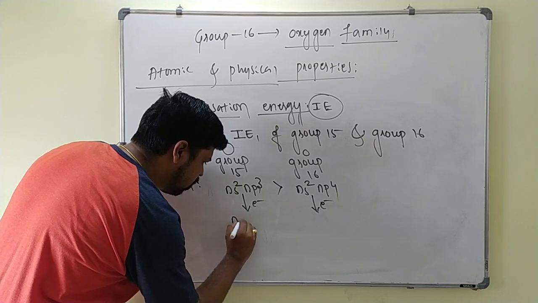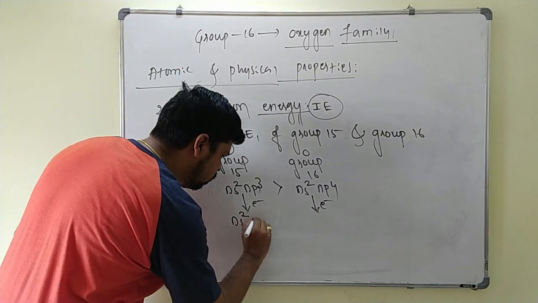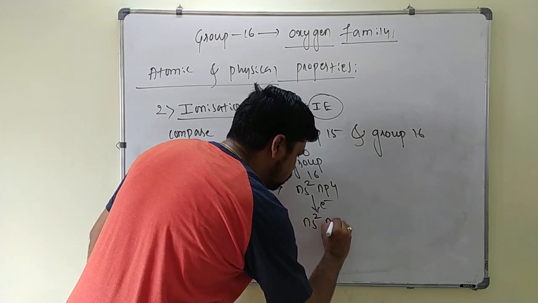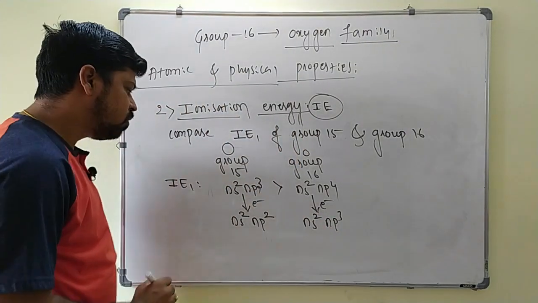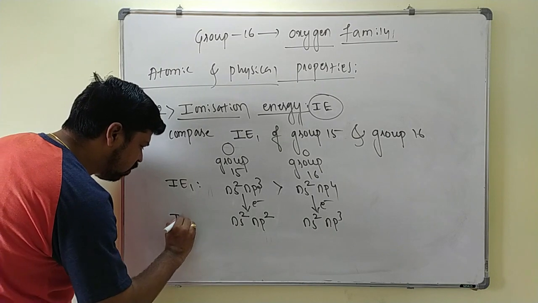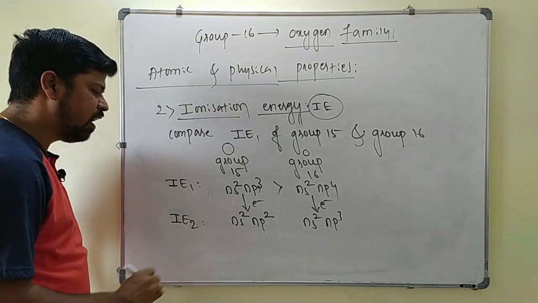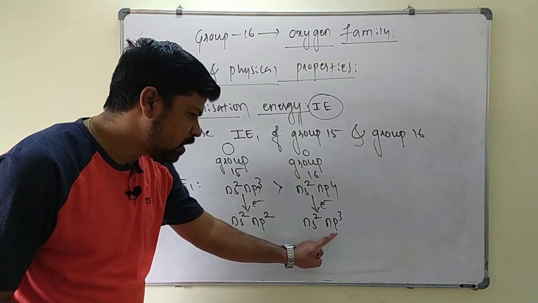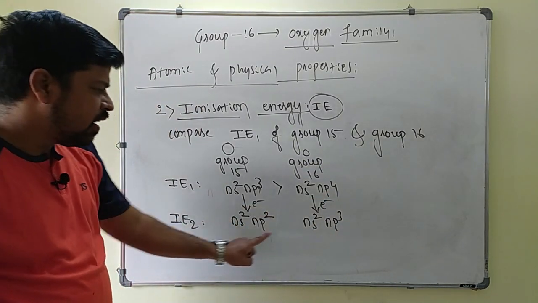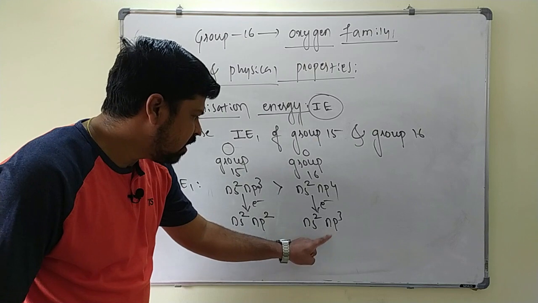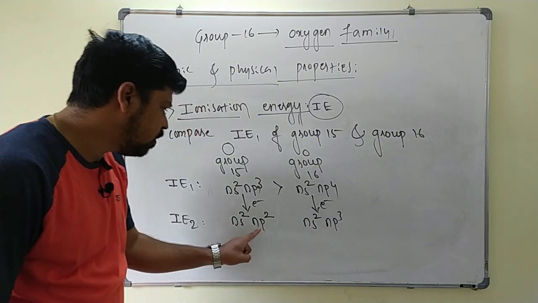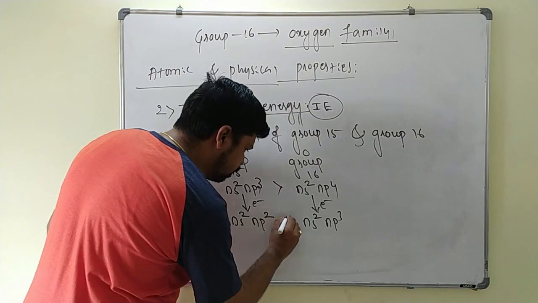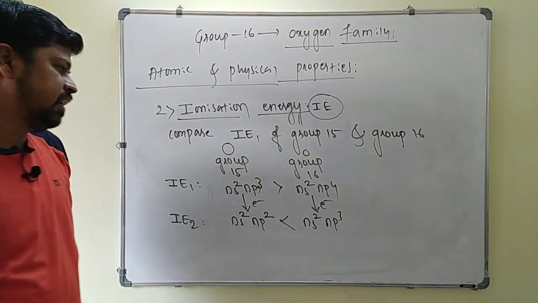So next the configuration becomes ns2 np2 for group 16, and ns2 np3 for group 15. If I want to remove another electron, that is the second ionization energy, now the electronic configuration of group 16 is more stable as compared to 15. Now removal of an electron is difficult for the np3 configuration as compared to np2. That's why the second ionization energy of group 16 is more than group 15.